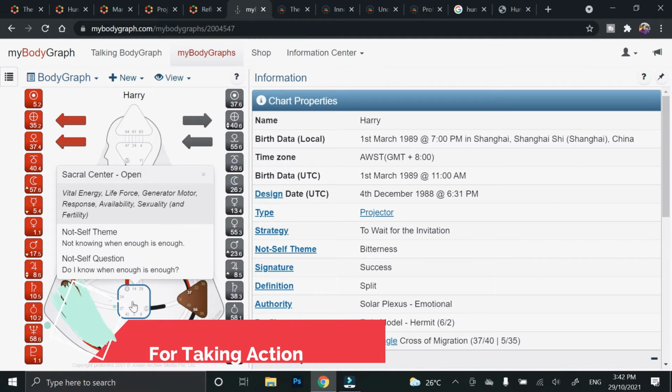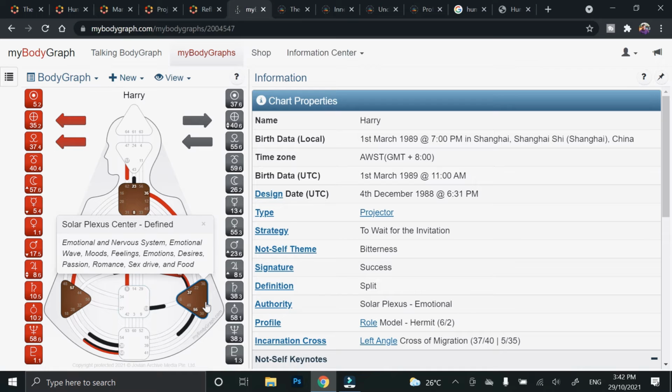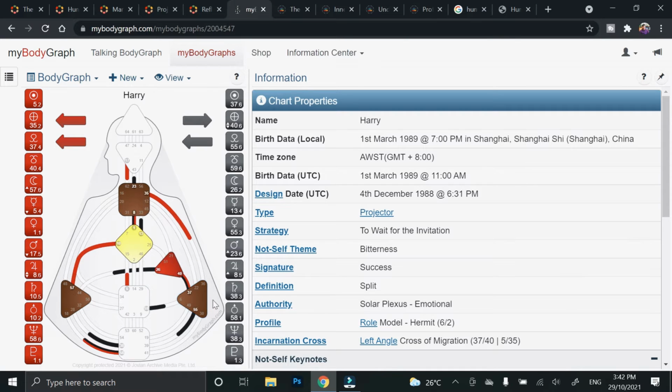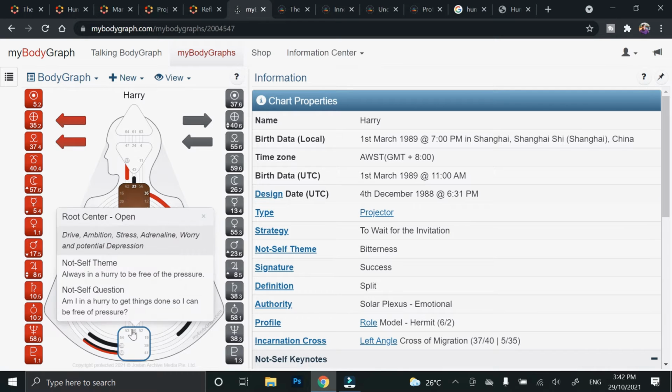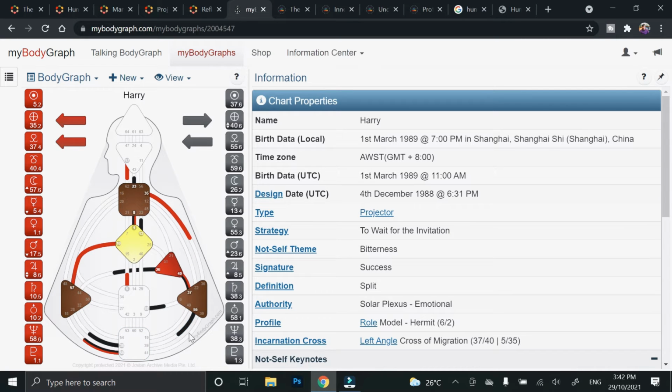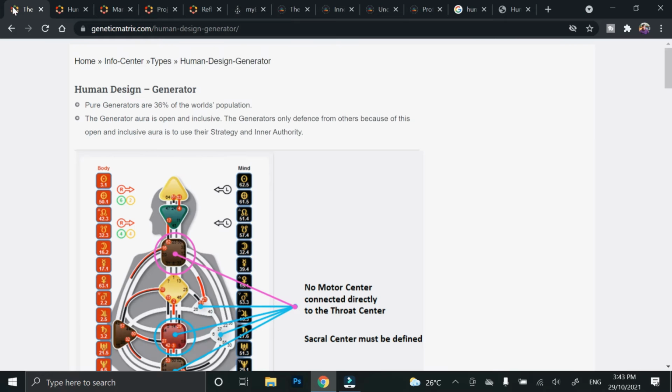So again, sacral, the solar plexus, the heart, as well as the root. Okay, so these 4 pieces. We're going to go through an example of each of the 5 types to actually show you how you can tell which type is what, just by looking at the body graph based on these 3 criteria that I've mentioned. Okay, so the generators.